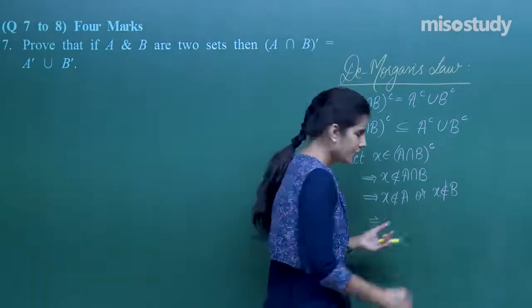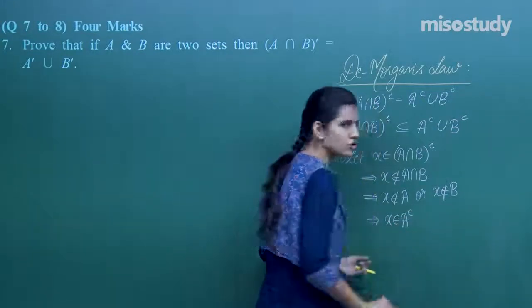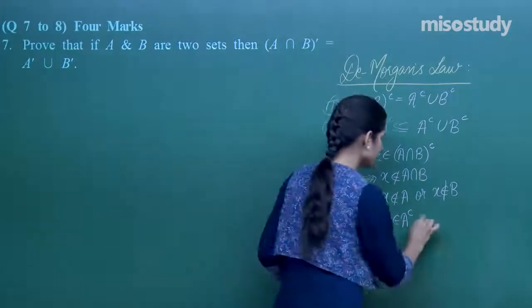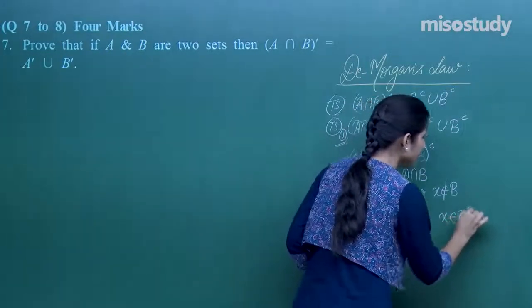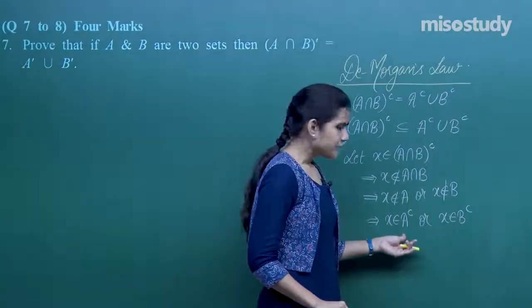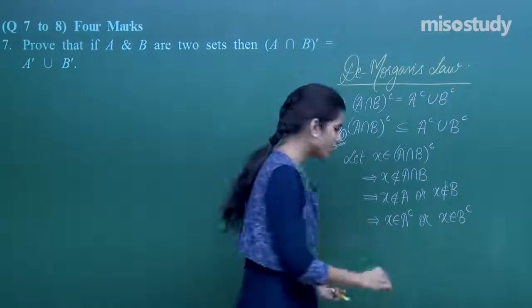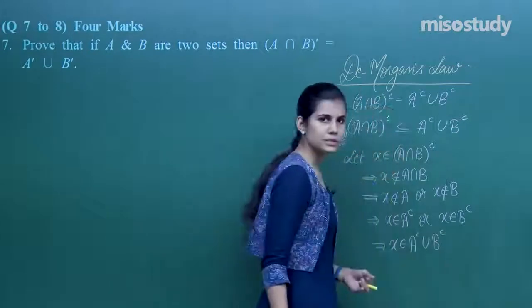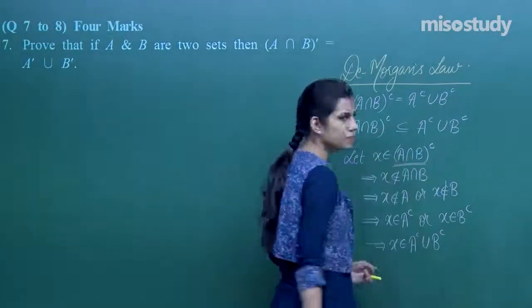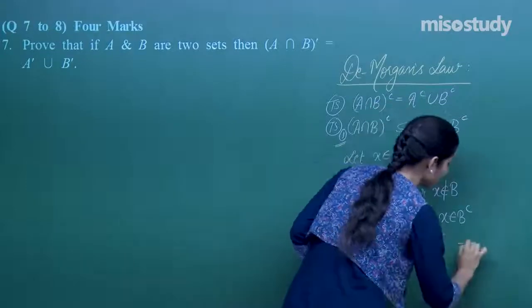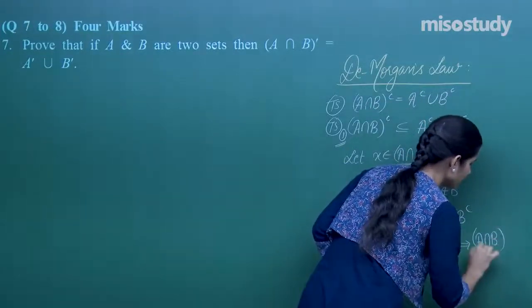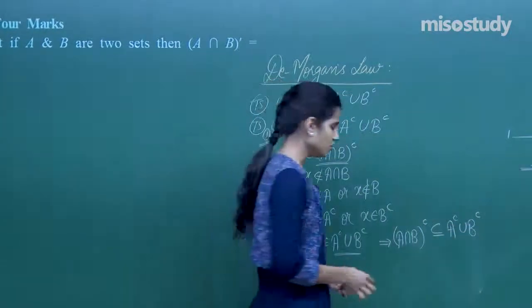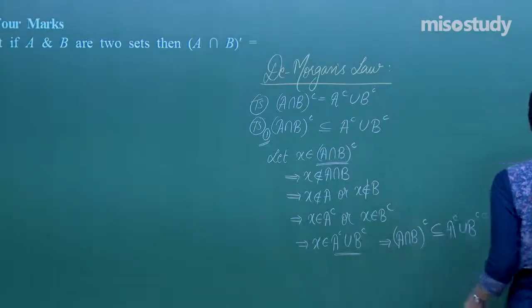If x is not in A, that means it is in A complement, because complement of a set contains those elements which are not in the set. If x is not in this set, that means it is in the complement, or it is in B's complement. That means x is in at least one of A complement or B complement. That means x is in A complement union B complement. So I had started with x in A intersection B whole complement. Now x is in A complement union B complement, which implies A intersection B whole complement is contained in A complement union B complement. One part is done. Let's prove the next part.